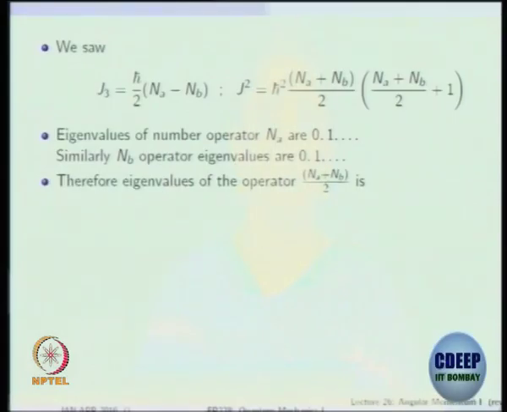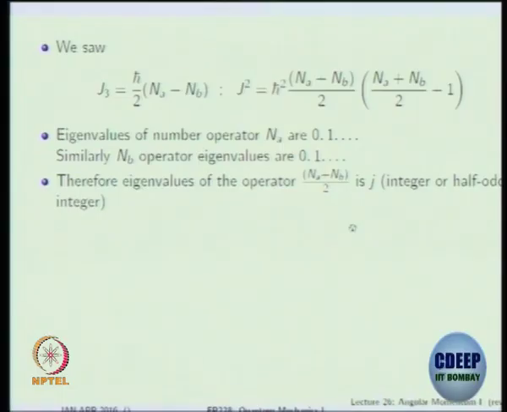So the eigenvalues of the operator J, (Na plus Nb) by 2. Suppose you take half the sum of the number operators, what will the eigenvalues look like? Half integers, right? It could be integers or half odd integers. So let's call that J to make contact with angular momentum. J could be integer, including 0, and half odd integers. Very beautiful.